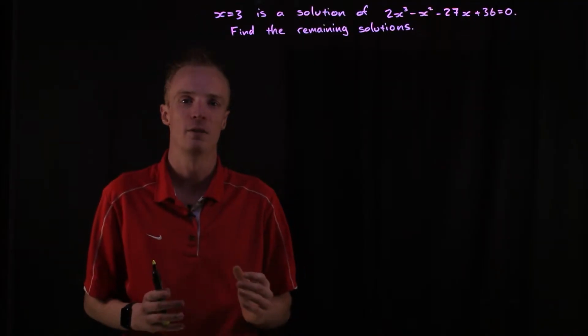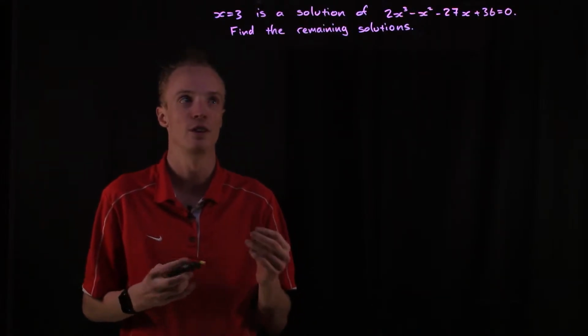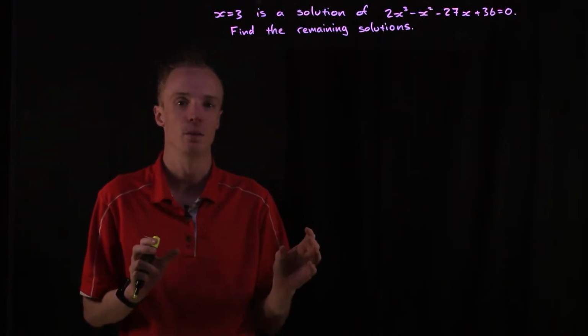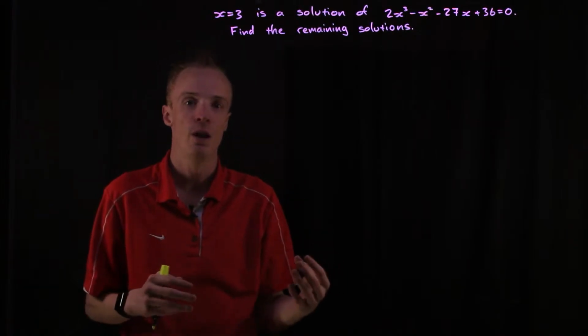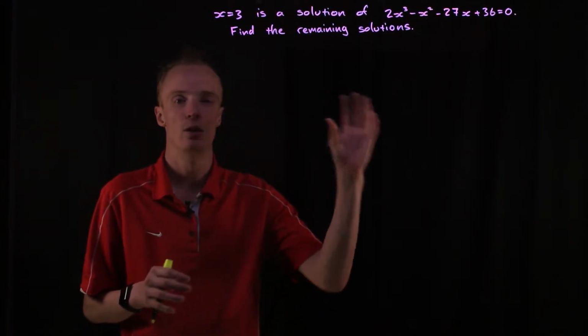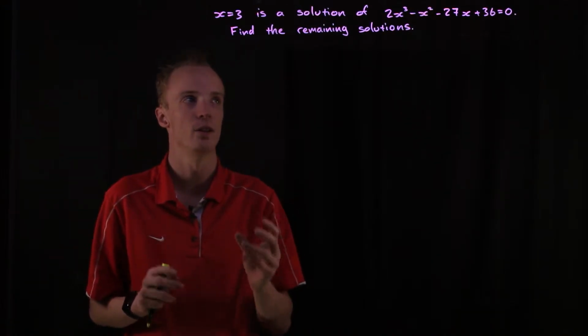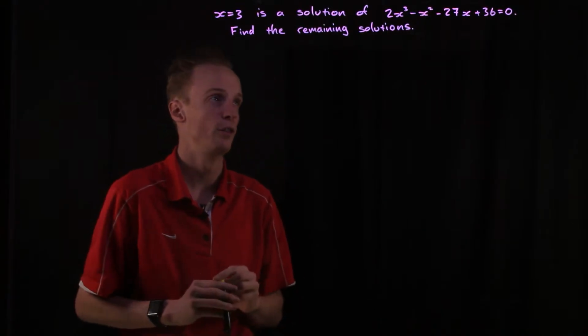A little bit like factorising cubics, solving cubic polynomials without technology, if we don't know any of the solutions, can be very difficult. However, if one of the solutions is actually given to us, we can solve these a lot simpler. So today what we're going to look at is how we actually solve a cubic polynomial if we do know one of the solutions.